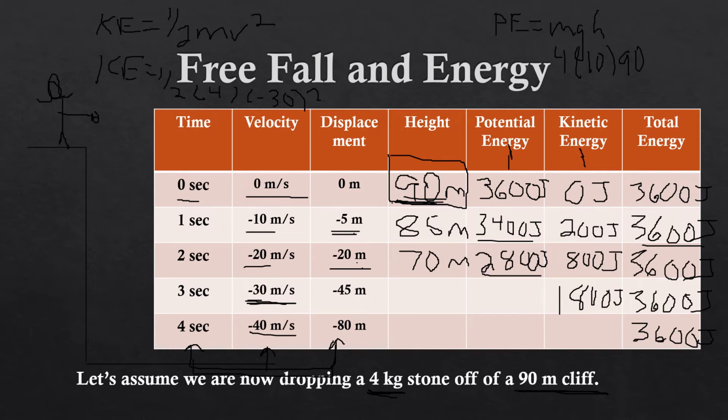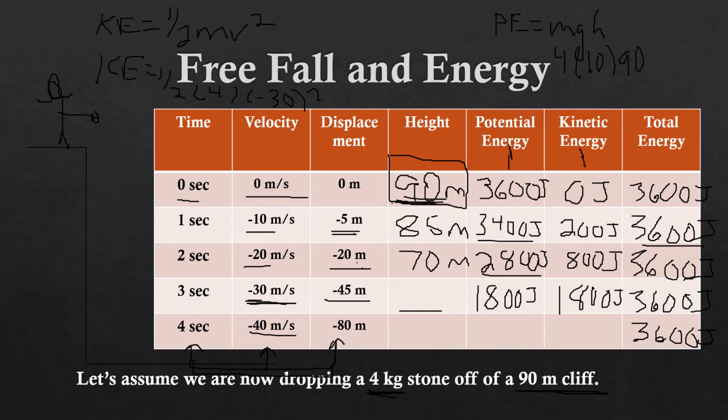So if this is 1,800, what is the potential energy? 1,800. Oh, that's interesting. They're the same. Oh, that makes sense. 45 is halfway down from 90. Oh, so when you're halfway down, you have half and half energy. So what's the height here?